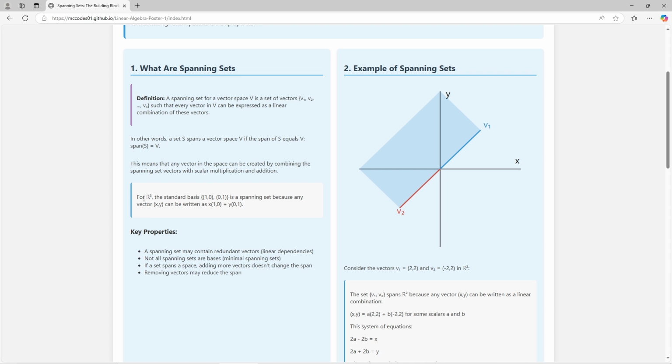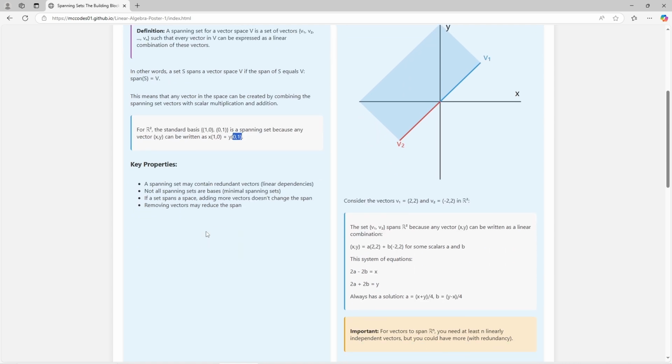So I have this example here. For R2, the standard basis (1, 0), (0, 1) is a spanning set because any vector (x, y) can be written as x(1, 0) + y(0, 1), right?